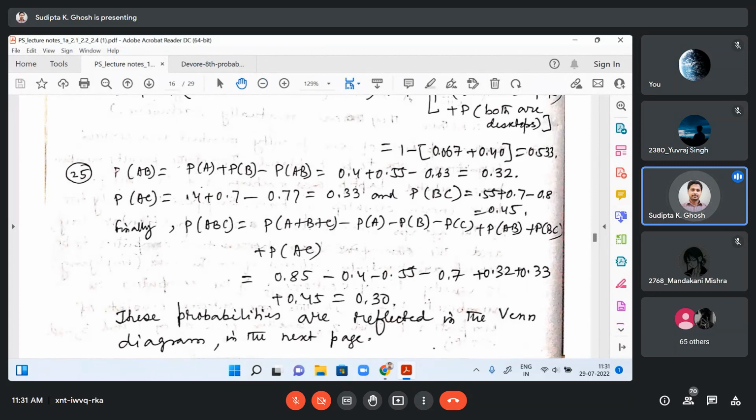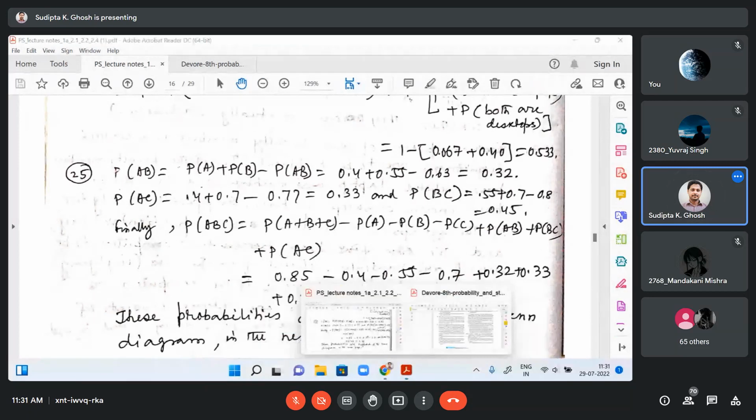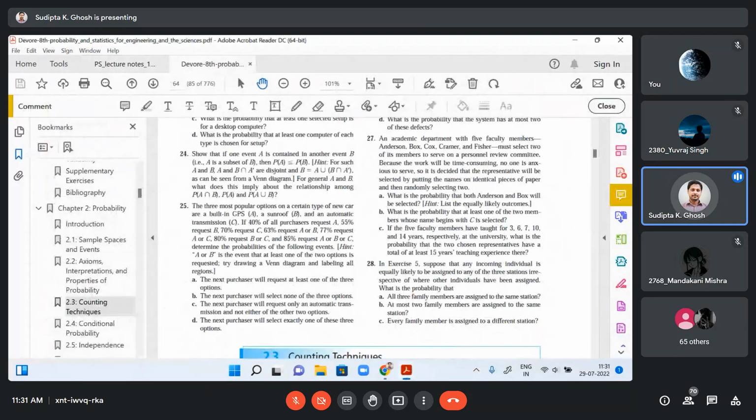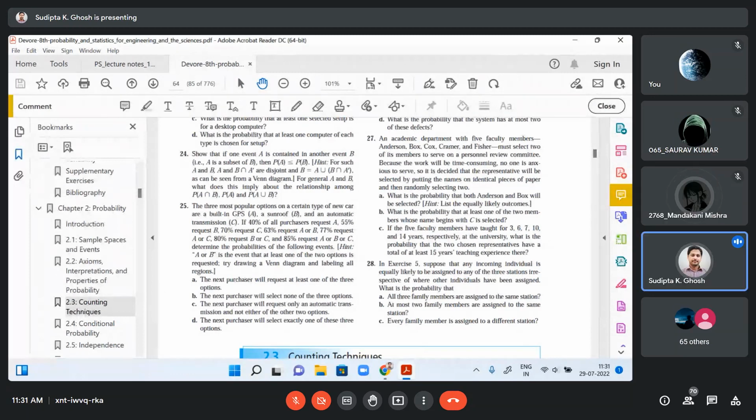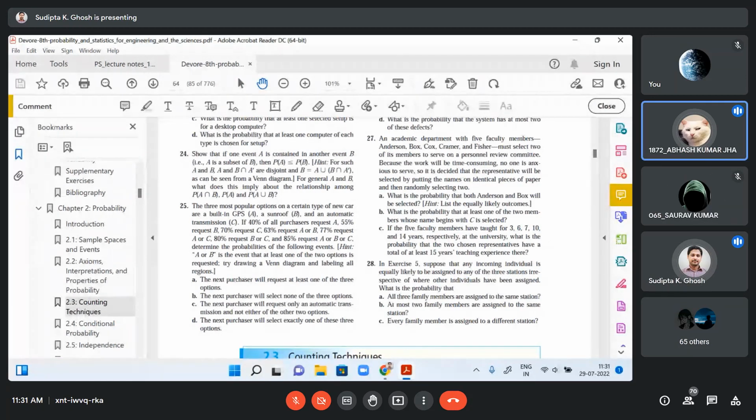Probability of A union B that they have calculated in this model. Observe here: whenever they are writing 63% request A or B, what is the meaning? What is the meaning of 63% A union B? They choose A or B mentioned, or both. Yes, exactly. I mentioned, A union B means A or B. A intersection B means A and B.